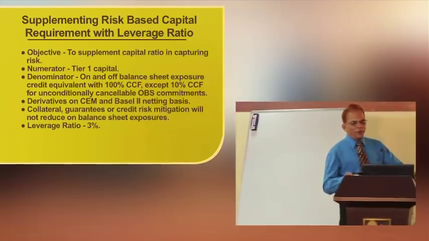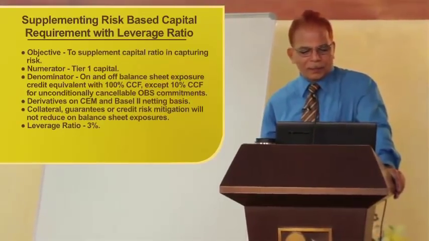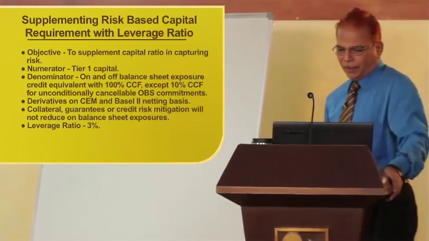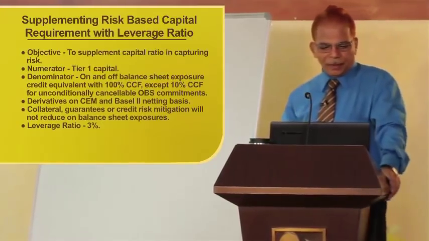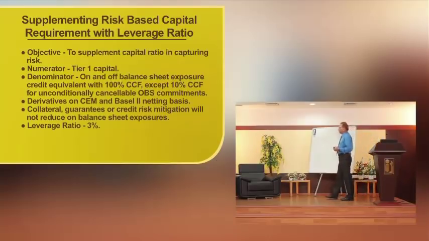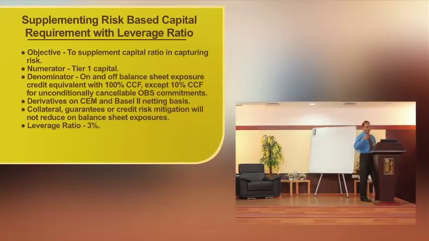Here the numerator is purely tier 1 capital, and the denominator is on and off balance sheet exposures, credit equivalent with 100% credit conversion factor, except 10% credit conversion factor for unconditionally cancelable off balance sheet commitments. This is very important. So it is taken on the gross value. All your collaterals are not to be considered. So it definitely will have a dampening impact on the credit expansion of any banking organization, because the ratio has been prescribed at 3%.